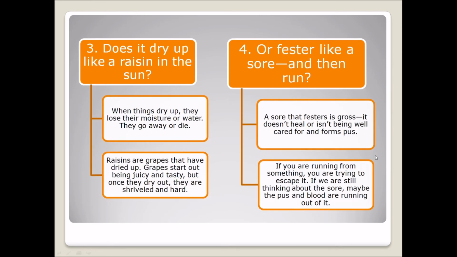Moving on to the third line, does it dry up like a raisin in the sun? So I have to think about that a little bit. I need to think about raisins. I need to think about what it means if something dries up. So I wrote in the first box, when things dry up, they lose their moisture or water. They go away or they die. I also write about raisins. Raisins are actually grapes that have dried up. We know that grapes start out being juicy and they taste really good, but once they dry out, they get all shriveled up and they get harder.